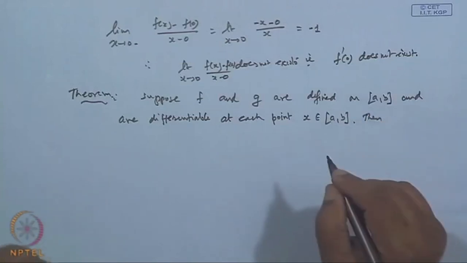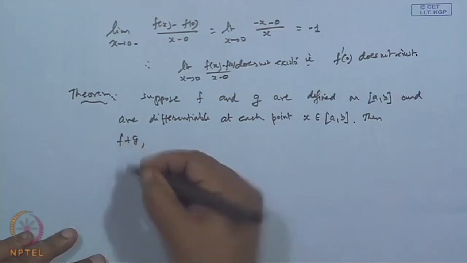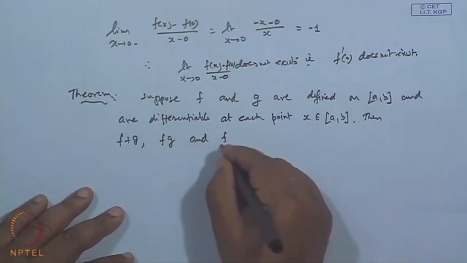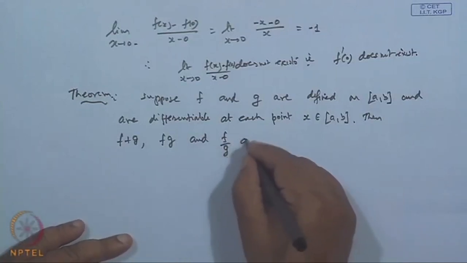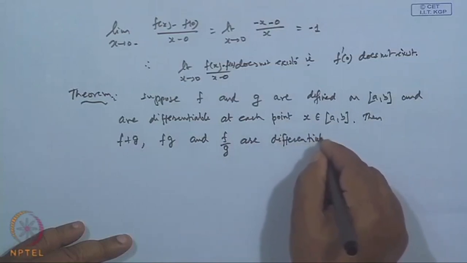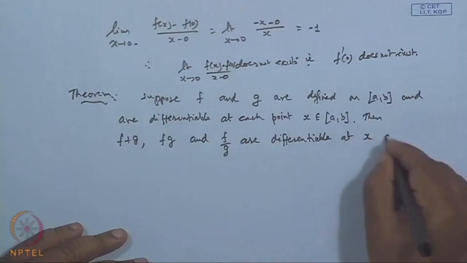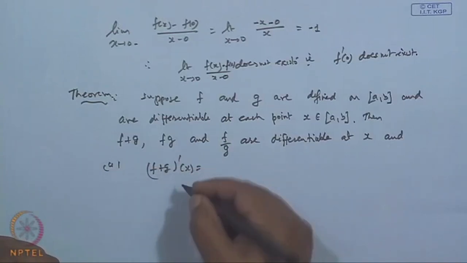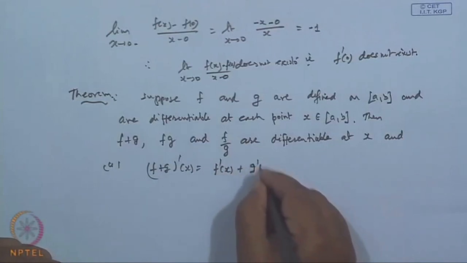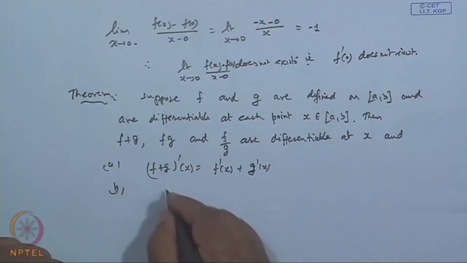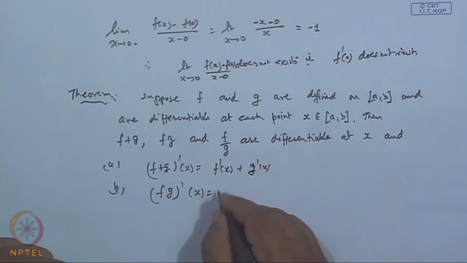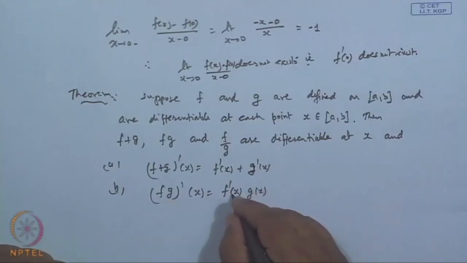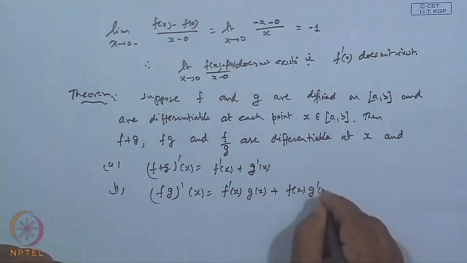then f + g, f - g, fg and f/g are differentiable at x. And the value of the derivative of f + g is f'(x) + g'(x). For fg, the derivative at a point x is the derivative of the first function f'(x) multiplied by the second, plus the first function into the derivative of the second.